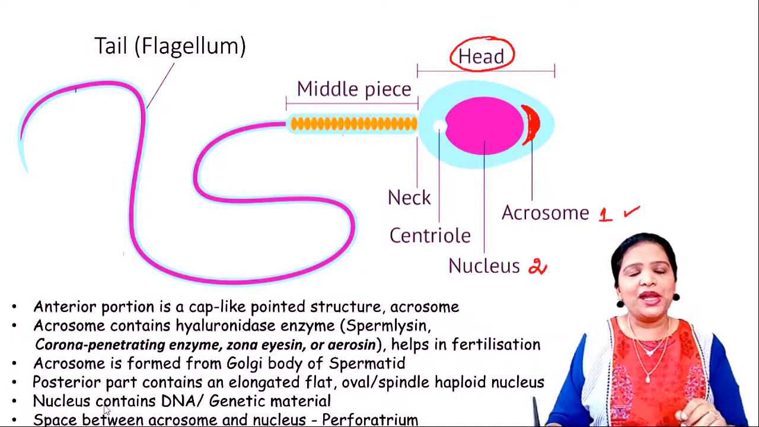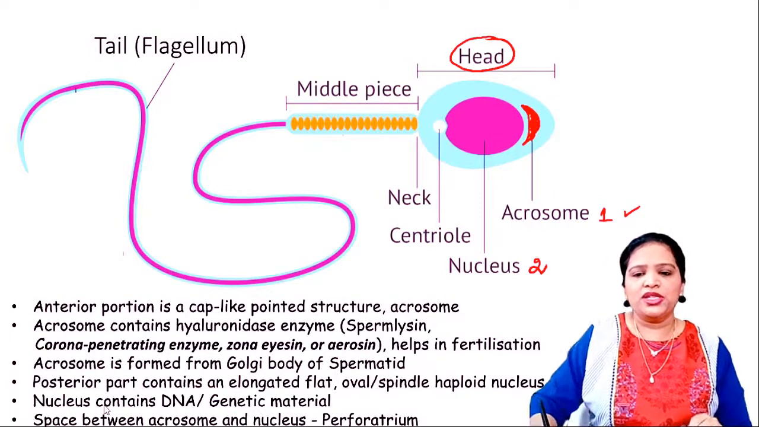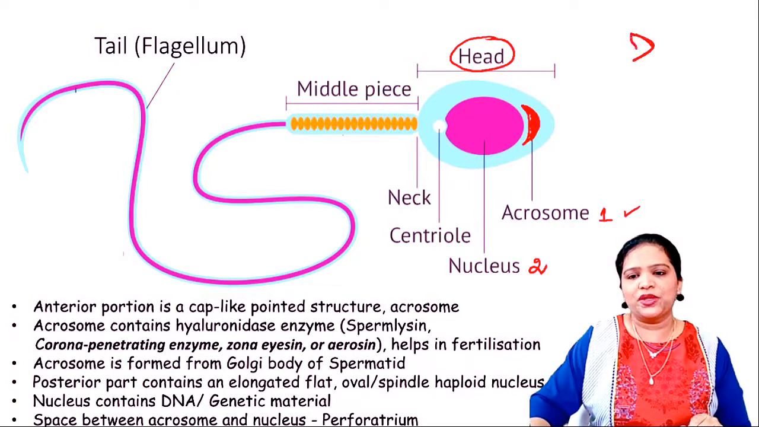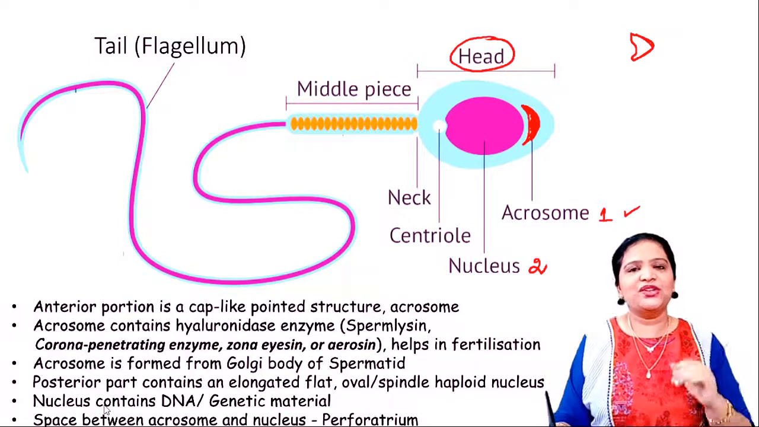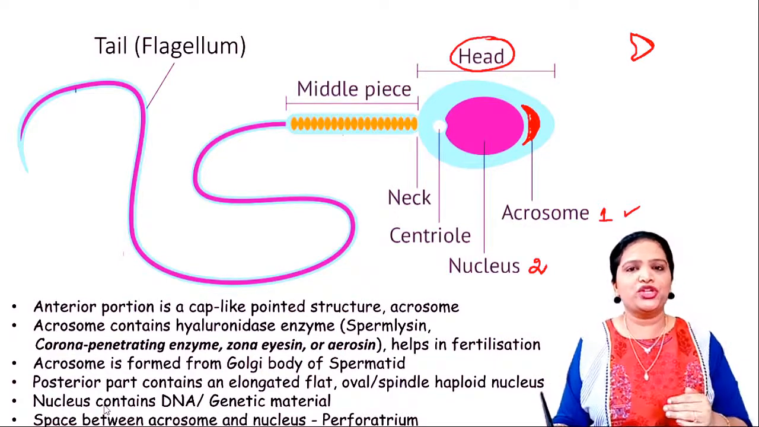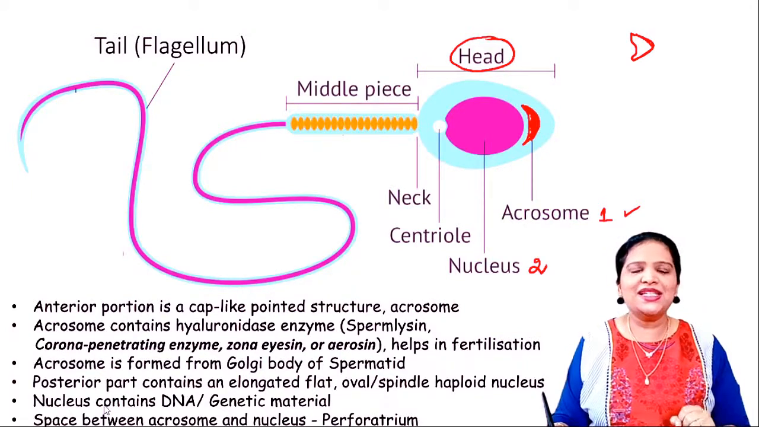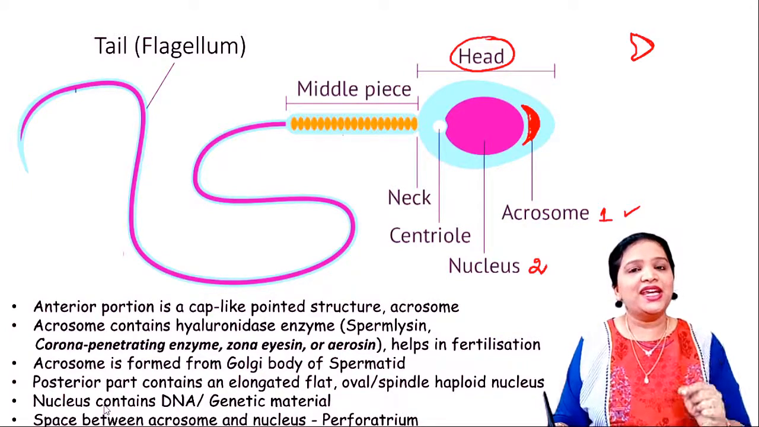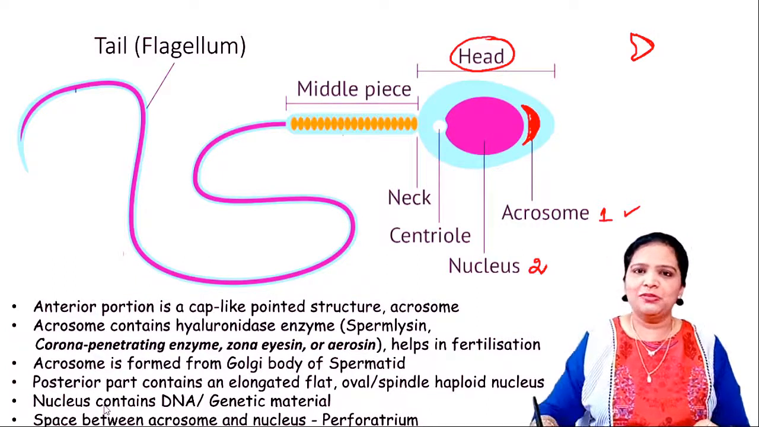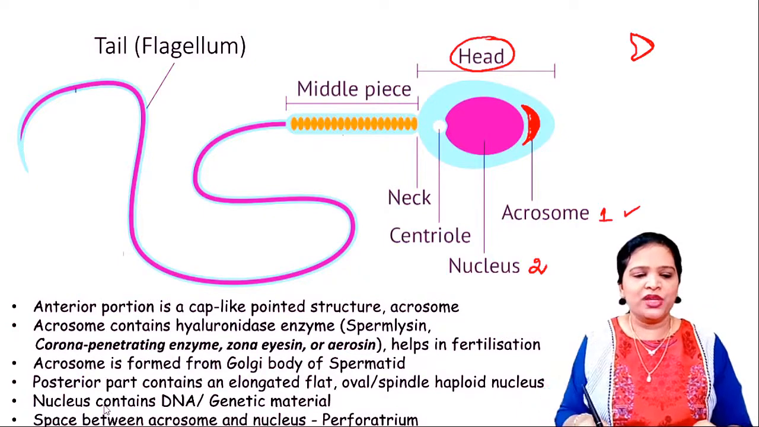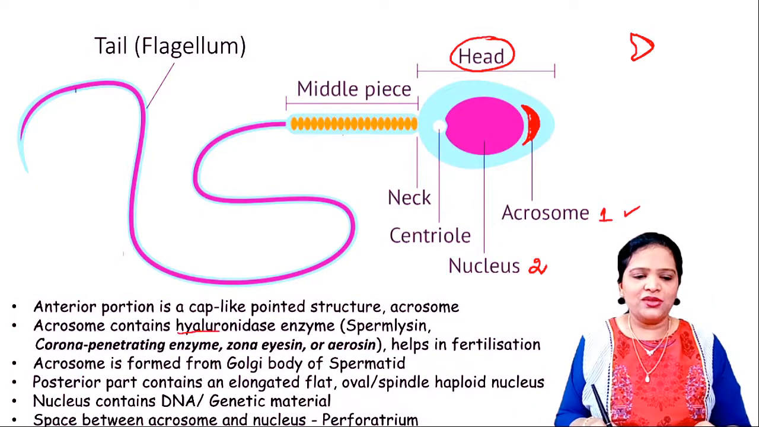This is a cap-like pointed structure. Pointed means it is very sharp, like this. This pointed structure present in the anterior portion of the head is called the acrosome. What is present in the acrosome? It contains digestive enzymes, particularly proteolytic enzymes called hyaluronidase. Look here: the acrosome contains the hyaluronidase enzyme.